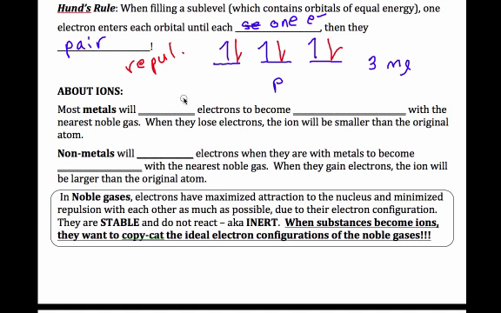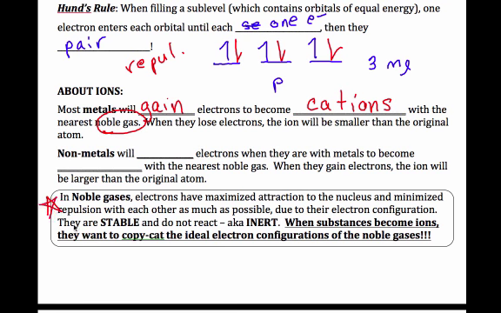Now, I want to introduce ions, and then we're going to build models of all this. We're going to tie it all together when we do examples. Now, most metals will gain electrons to become cations. And the goal is to get near the nearest noble gas.